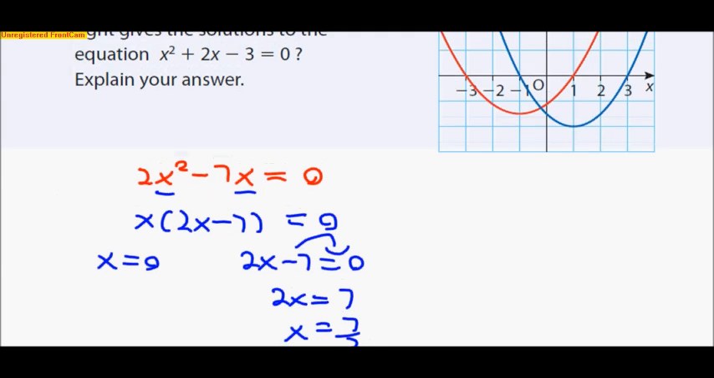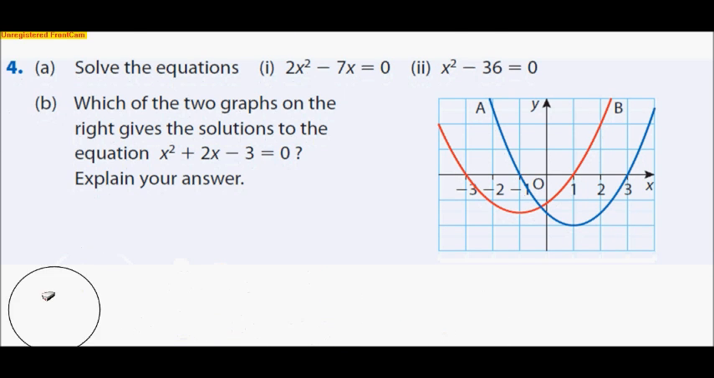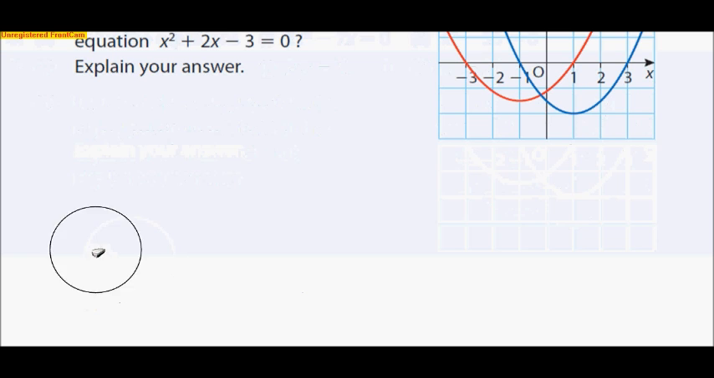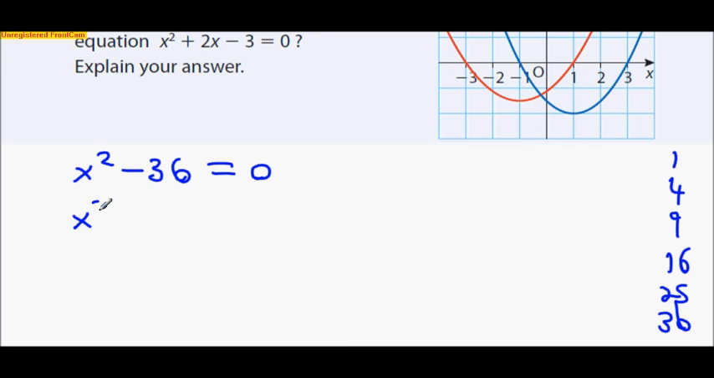Now we have part B, which is the difference of two squares. So what we can do here is the following. We have x squared minus 36. We can do this two ways. x squared minus 36 equals 0. Remember, 36 is one of these numbers which is like 1 by 1, 2 by 2, 3 by 3, 4 by 4, 5 by 5, 6 by 6. So we can change x squared minus 36 into x squared minus 6 squared equals 0.